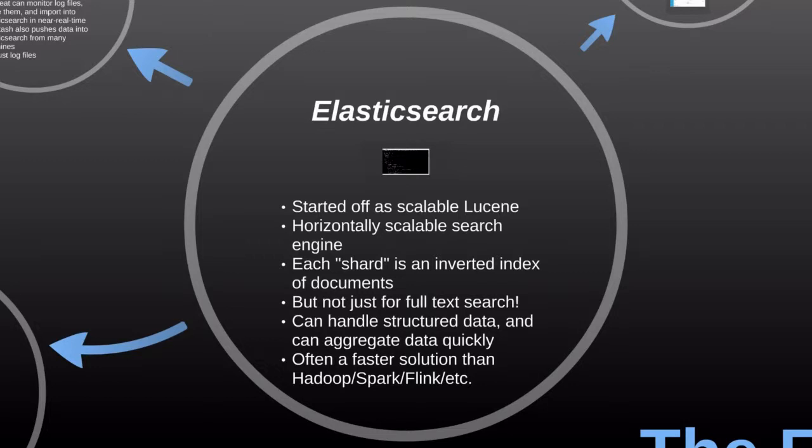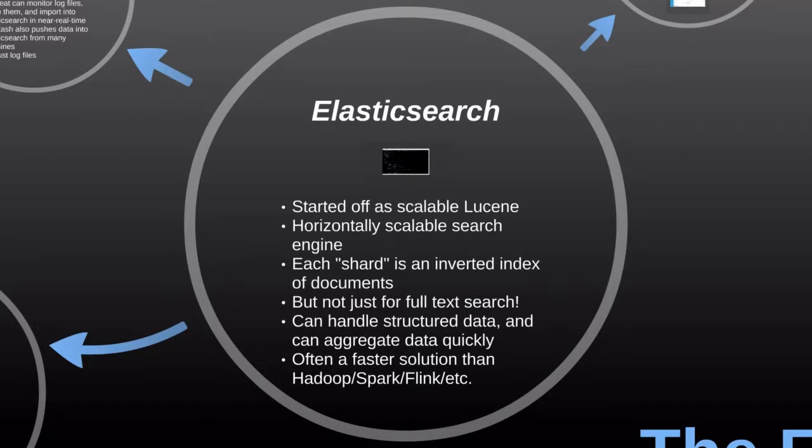However, Elasticsearch has evolved to be much more than just Lucene spread out across a cluster. It can be used for much more than full text search now, and it can actually handle structured data and aggregate data very quickly. So it's not just for search, it can handle structured data of any type. And you'll see it's often used for things like aggregating logs. And what's really cool is that it's often a much faster solution than things like Hadoop or Spark or Flink.